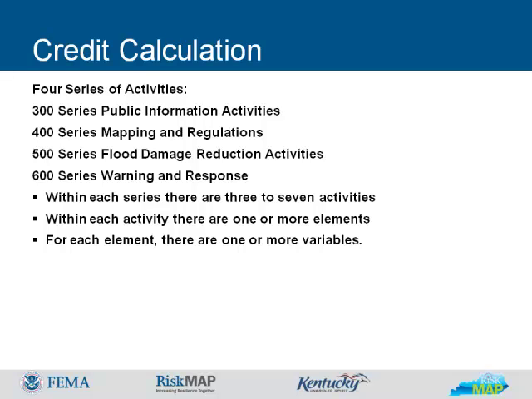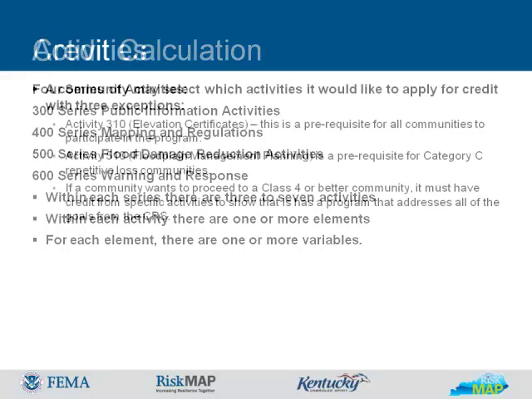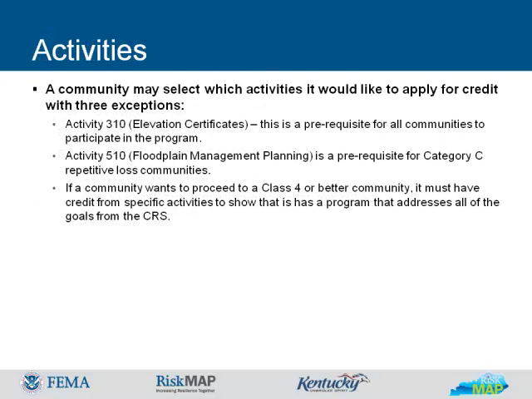It should be noted that within each series there are 3 to 7 activities. Within each activity there are 1 or more elements. For each element, there are one or more variables. Each series has from 3 to 7 activities. Within the 4 series, there are 19 CRS activities.